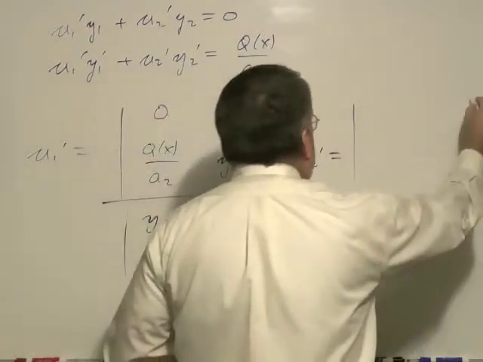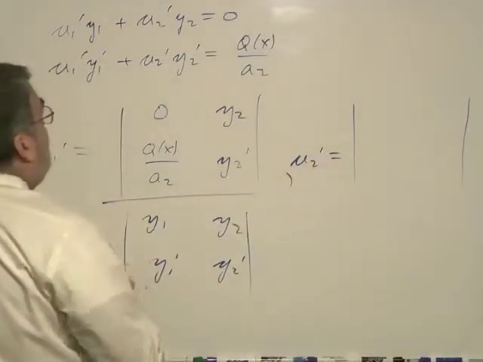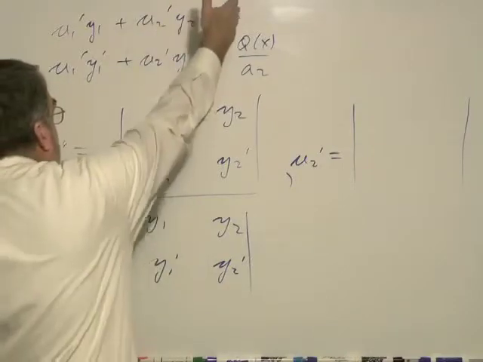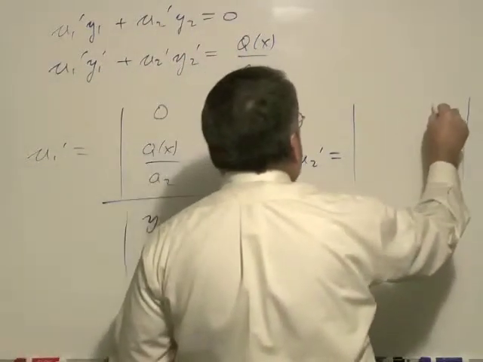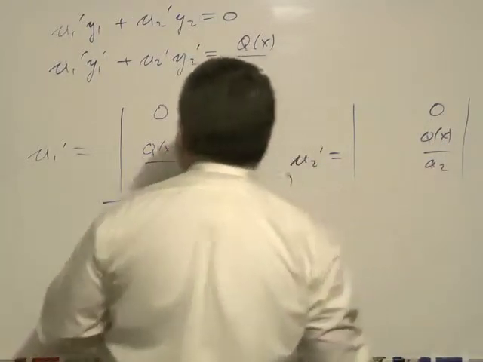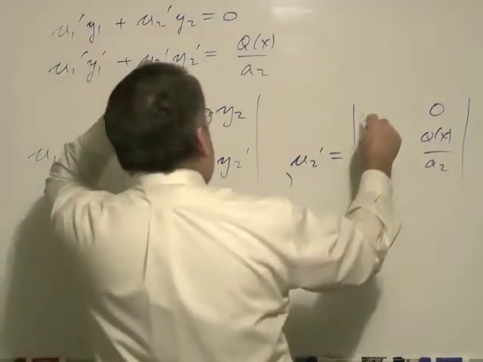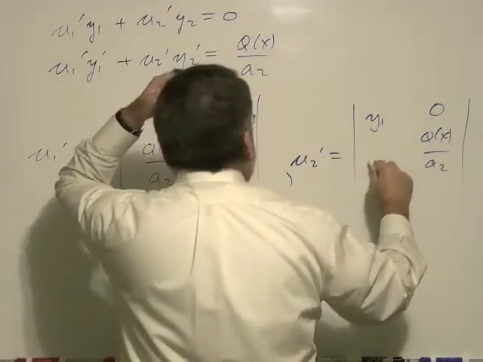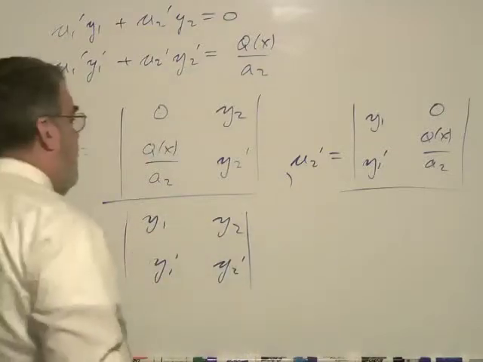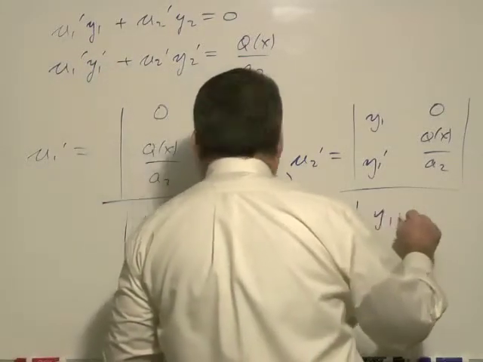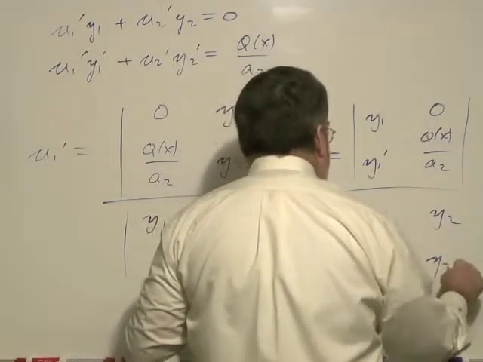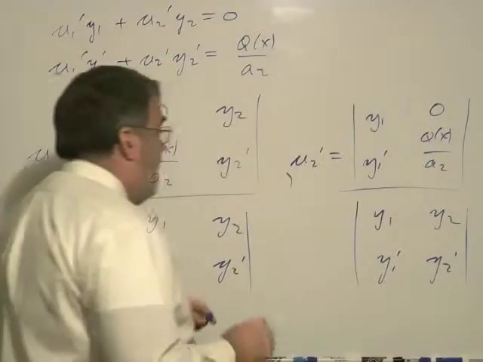And then u2 prime will be the top determinant. Now I'm going to replace the u2 prime column on the right, this column, with 0 and q of x over a2. First column will be y1 and y1 prime, and the denominator is going to be exactly the same here. It's going to be y1, y2 over y1 prime, y2 prime. So there we go.